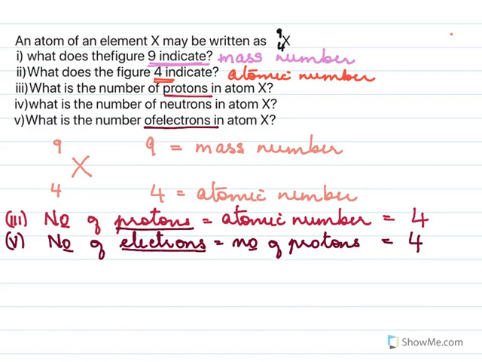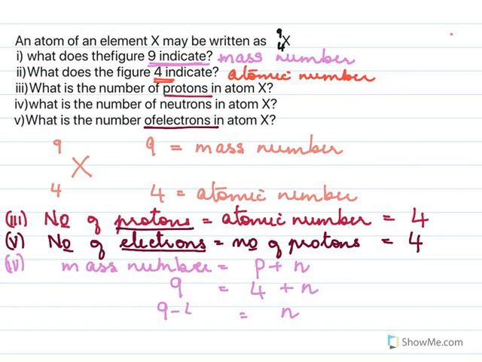Now we have to find the neutrons. To find the neutrons, we know mass number. Mass number is always equal to protons plus neutrons. Mass number given to us is 9. Protons we know are 4. So the neutrons will be 9 minus 4, 5, equal to the number of neutrons.